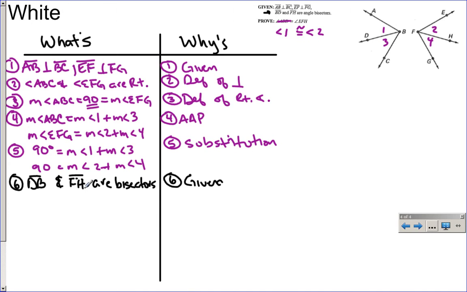That's what's coming next. So if DB and FH are actually bisectors, I know that angle 1 is congruent to angle 3, and on the other side, angle 2 is congruent to angle 4. And this is what the definition of bisecting means.